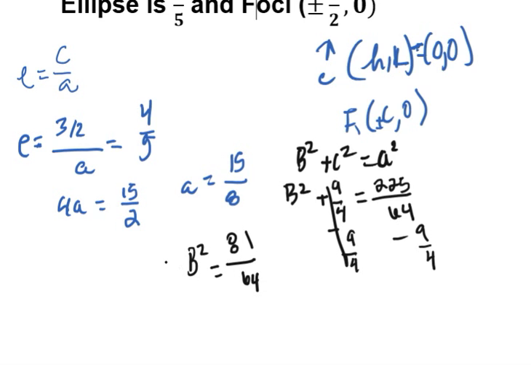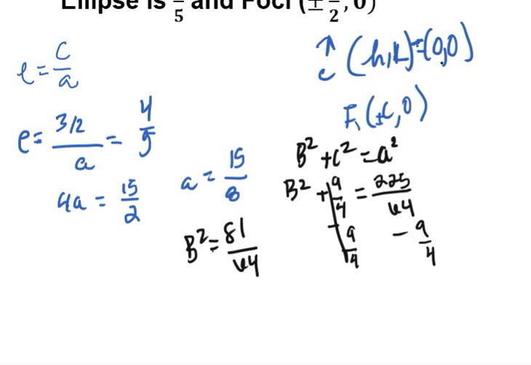Now to find B, we can just get the square root of both sides, but if you remember for this equation here, we actually need B squared, so it'd be irrelevant for us to actually find B. So we can just leave it in the form of saying B squared is equal to 81 divided by 64. Okay? Now, what is the equation of this?